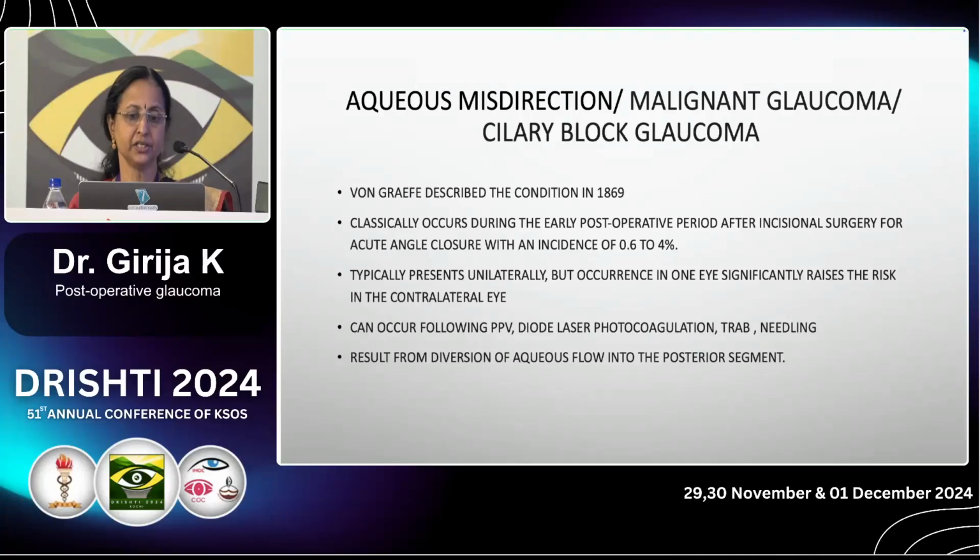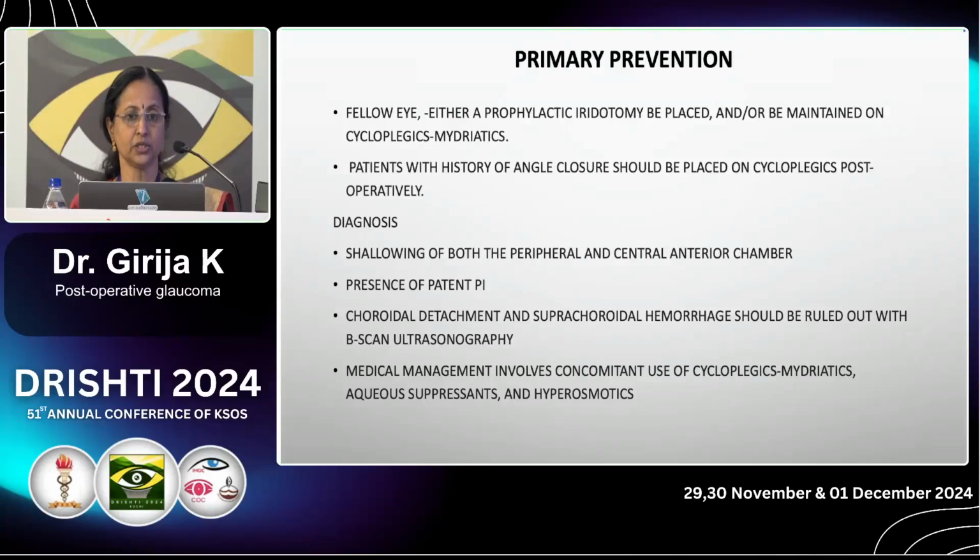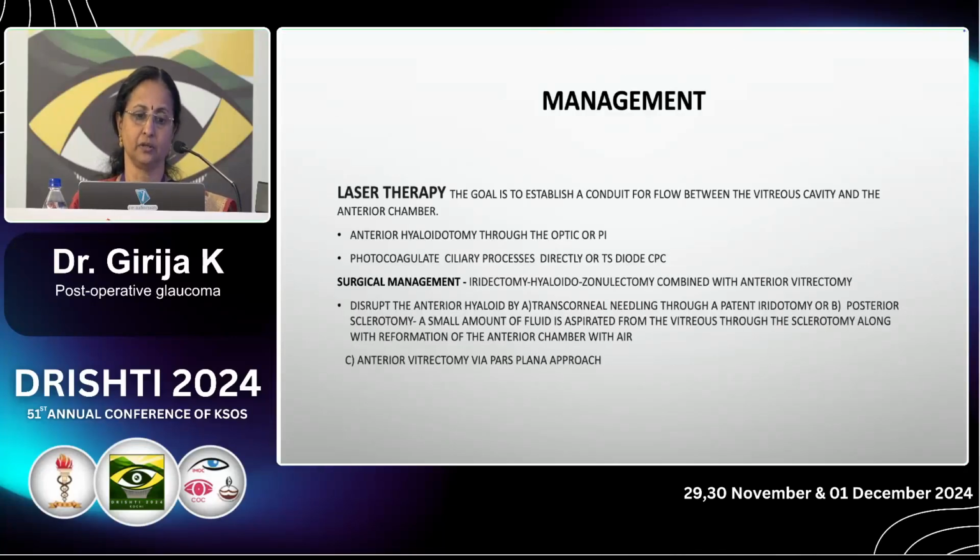So aqueous misdirection is another very common condition that occurs after any ocular surgery, mainly seen if angle closure glaucoma is operated with trabeculectomy. So it has to be diagnosed. All the other causes of very shallow AC have to be excluded with B scan, and you need a proper diagnosis and immediate management with steroids, cycloplegics and hyperosmotics. And for laser, always make sure that the PI is patent, and otherwise you have to repeat it. And if not managed, then you can do surgical management with iridectomy, hyaloidectomy or zonulectomy.